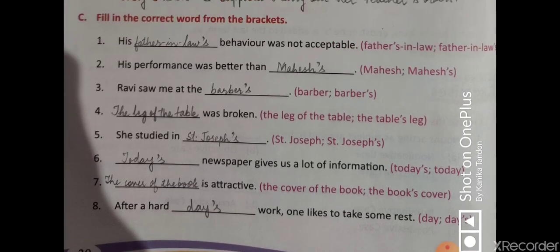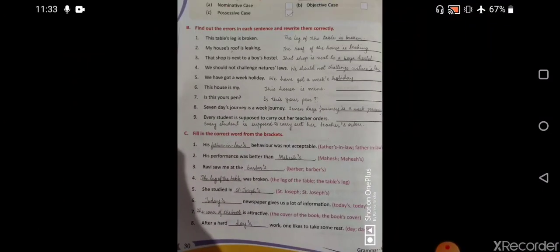With this, the exercise part of this chapter is over, and I hope that all of you do this exercise in your books and read this chapter properly. Try to understand it more, find more examples of possessive case. This can be your homework also. You have to make 20 sentences of possessive case.